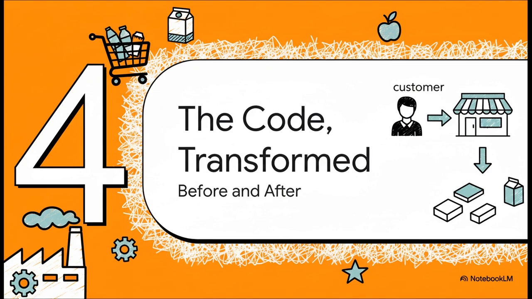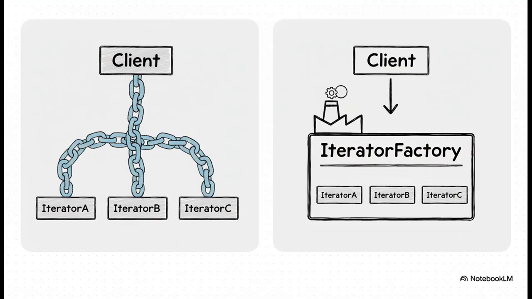Honestly, the difference is like night and day. So on the left, you see our original fragile code. The client is messy, it's rigid, and it's tightly coupled to every single iterator type. But look at the code on the right. See how clean that is? The client just makes one simple call to the iterator factory and asks for an iterator. All that messy creation logic is now hidden away, neatly contained inside our factory.